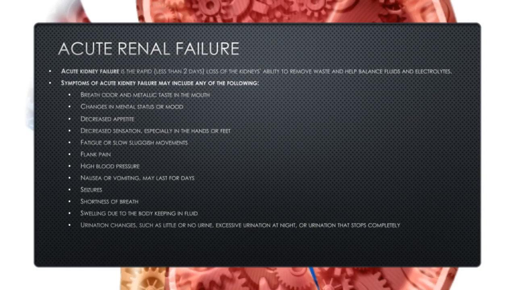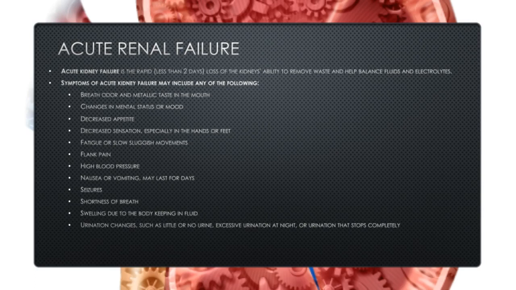But typically you'll see they'll complain of this metallic taste in their mouth. A lot of the times other people around them will notice that they might be a little bit more confused or in a more somber type mood. They might complain of a decreased appetite or decreased sensation in general. So they can complain of some tingling or numbness in their hands and feet. A lot of the times their movements are slow and they're just very tired.